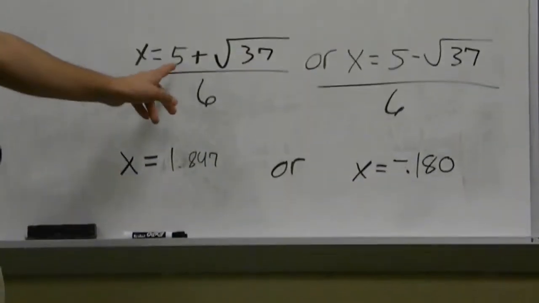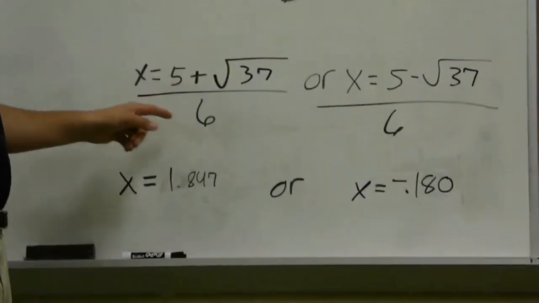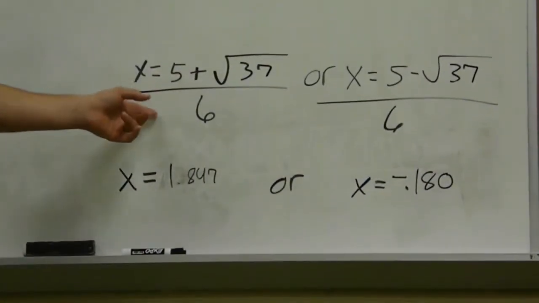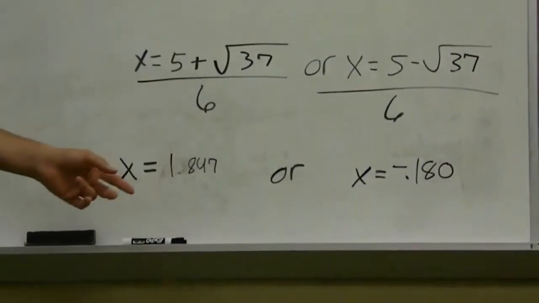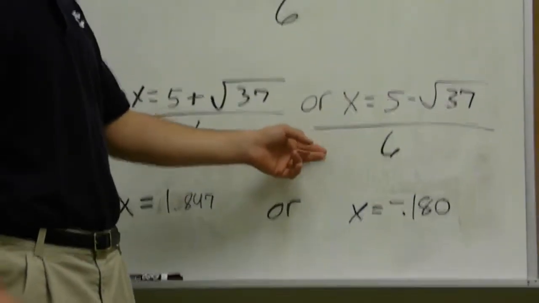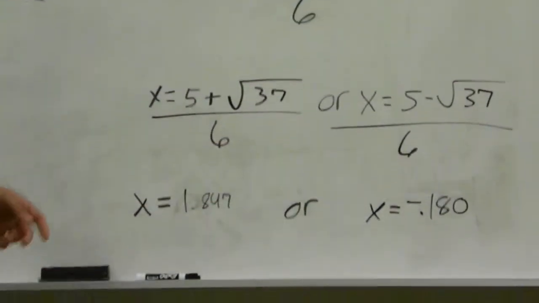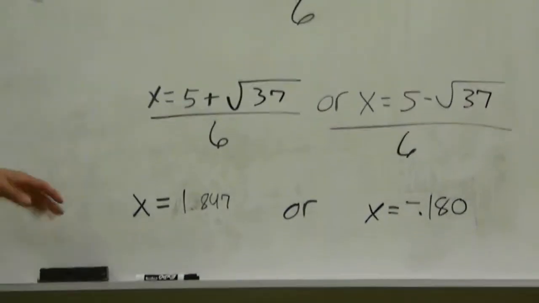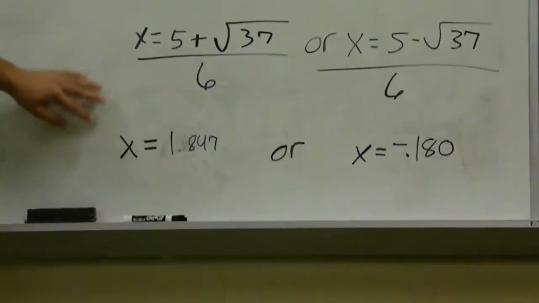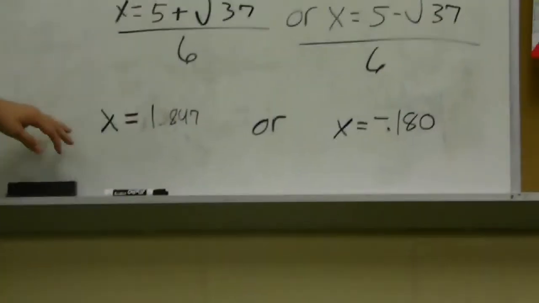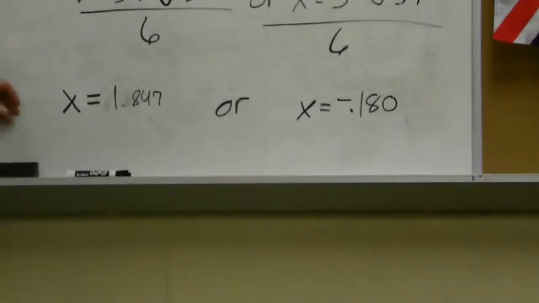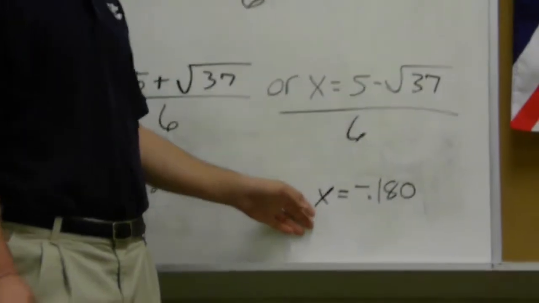You would solve that using your calculator. You would do 5 plus the square root of 37 first, and then divide it by 6. And for this one, you would do 5 minus the square root of 37, and then divide it by 6. Then you get your roots. For your addition one, your root would be x equals 1.847, or x equals -0.180 for your subtraction.